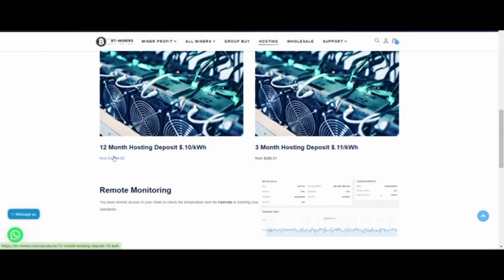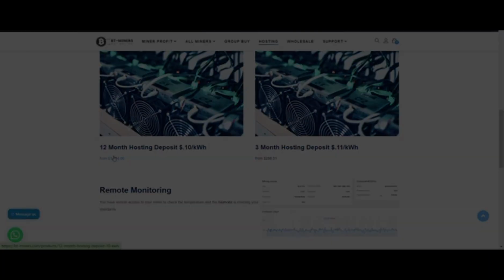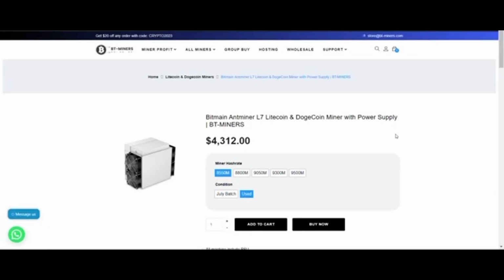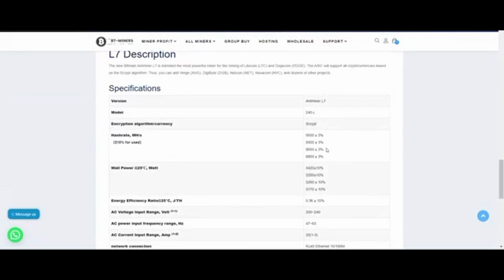To calculate the cost of electricity of your miner, select the miner from our website. We're going to use the Antminer L7 9.5 GH version. Scroll down to the specs of the miner. There are several variations of the L7 at different hash rates, so we have provided the different power consumption for different variations. Here we see the power on the wall at 25 degrees Celsius. This means if you run your miner at 25 degrees, it's expected to draw about 3,420 watts per hour.